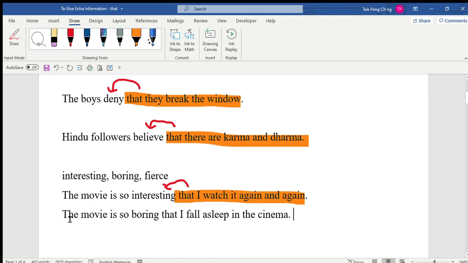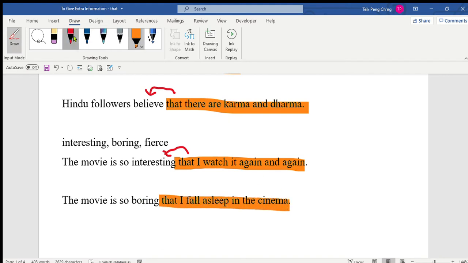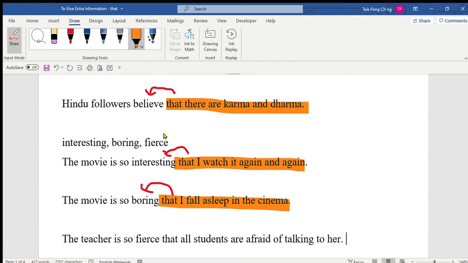So this sentence explains how boring the movie is. It explains further about the adjective "boring." And then the last one, the teacher is so fierce. And then how fierce is the teacher? You want to talk about the extent. So you use the word "that": all students are afraid of talking to her.